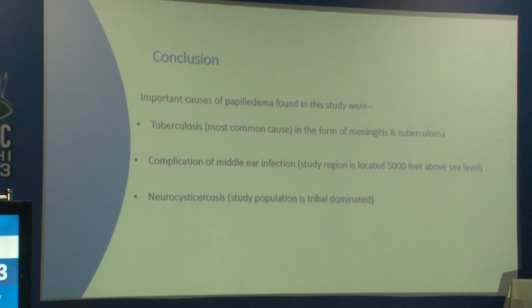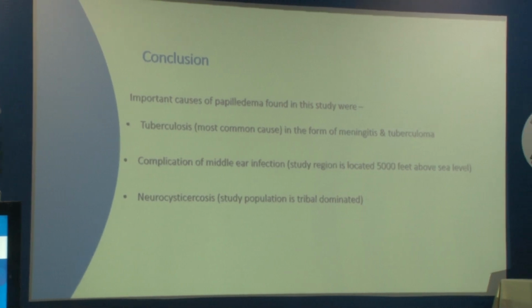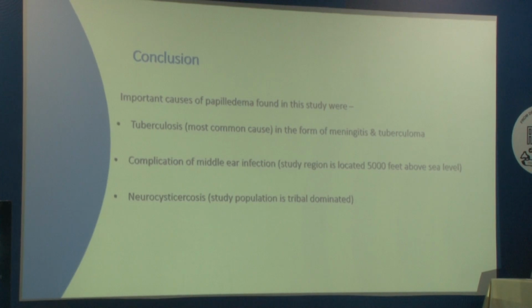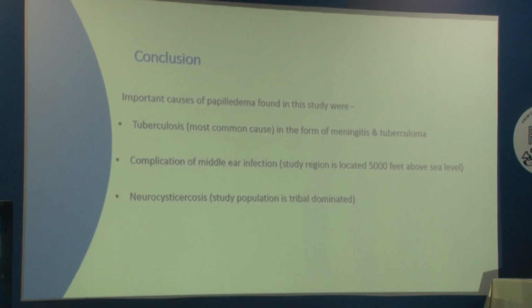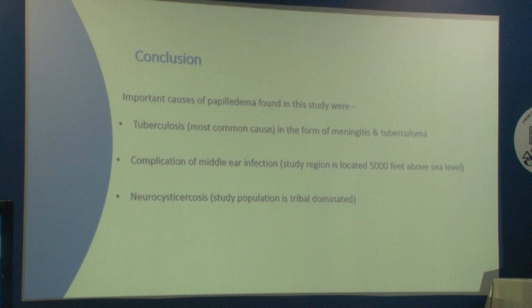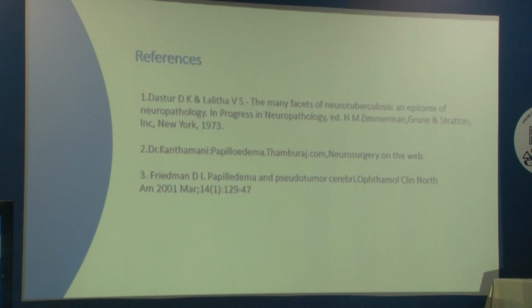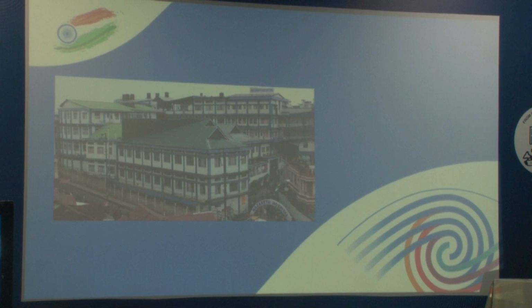And number three, the most interesting finding of this study is neurocysticercosis as a cause of papilledema, as the study population is tribal dominated. Their habit of taking smoked pork, and therefore the incidence of cysticercosis, neurocysticercosis is very high among them. Hope this study will shed some light in diagnosis of papilledema and early management in the underdeveloped part of India. Thank you.